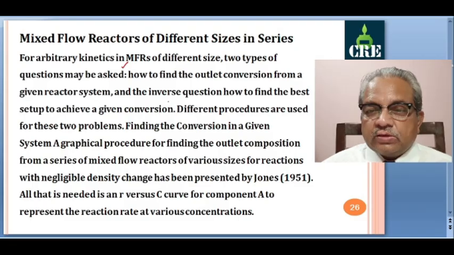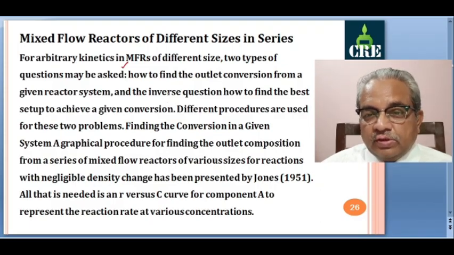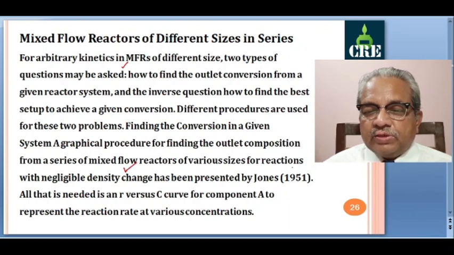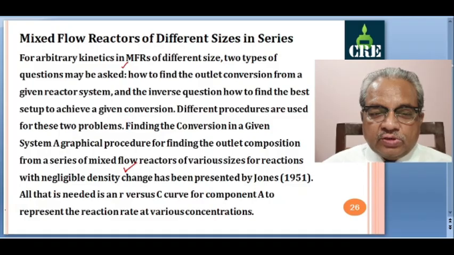So if it is asked you want to achieve 80% conversion and suggest the best setup, then the answer to this is not that easy. So different procedures are used for these problems. Finding conversion in a given system, a graphical procedure for finding the outlet composition from a series of mixed flow reactors of various sizes for the reaction with negligible density changes, meaning epsilon is equal to 0, has been presented by Jones in 1951. That we'll see.